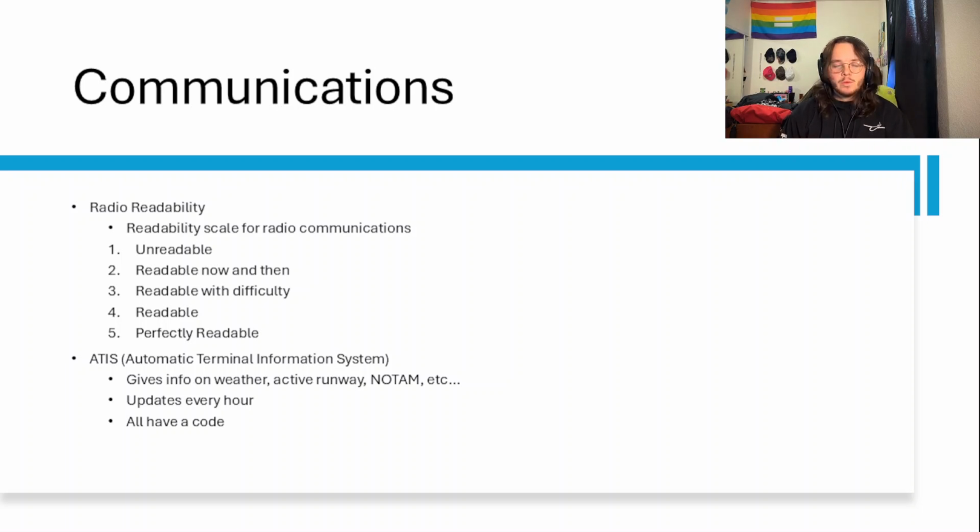It'll say wind, same thing I just said, right? Wind 250 at 12, gusting 13, gusting 20, I don't know. It'll say whatever it's saying. It'll give the active runway in some cases or the NOTAM. It updates every hour, and they also have a code. What do I mean by a code? At the end of the ATIS, it'll say, you now have information Bravo, or Charlie, or Delta, or whatever letter of the alphabet. We'll get to that in a second.